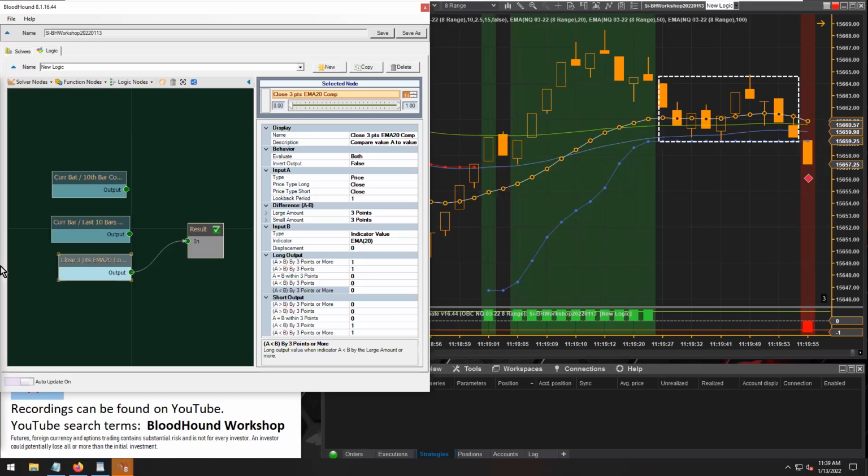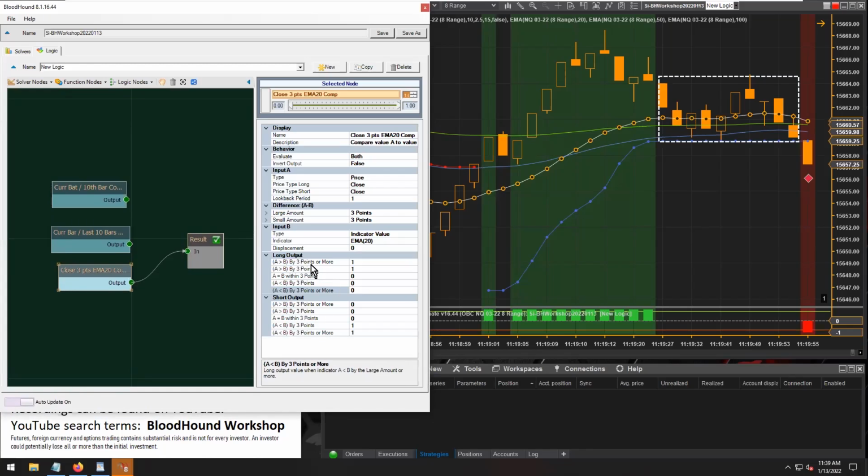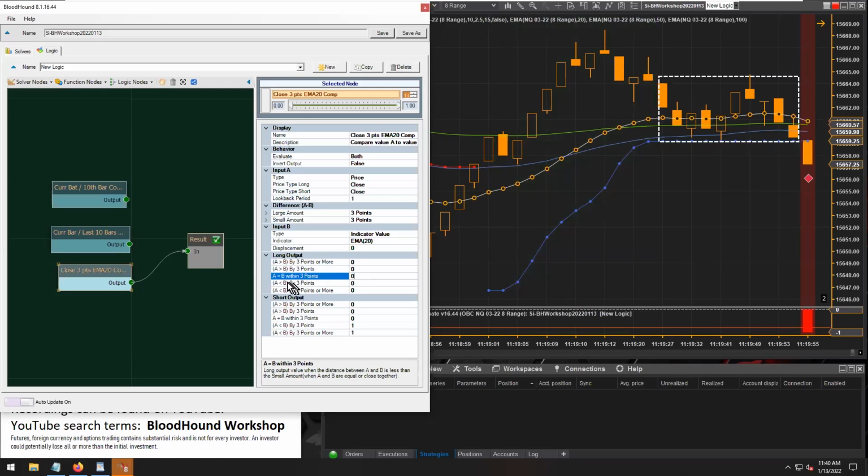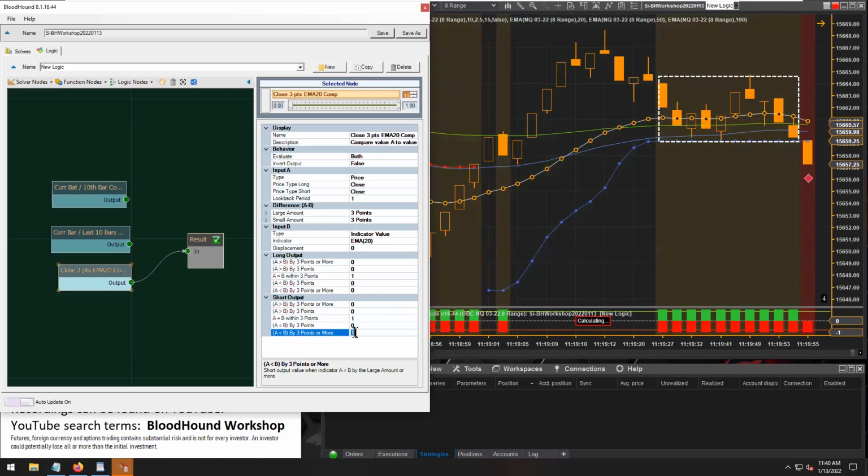Dean wants to actually see 3 points or less. Okay, yeah. So if you want 3 points or less, Dean, then as mentioned, it's a matter of adjusting your outputs here. So right now, we're using the A greater than B by 3 points or more. So if you want 3 points or less, then it would be A equals B within 3 points. So we'll just use that one instead. So there you have it.